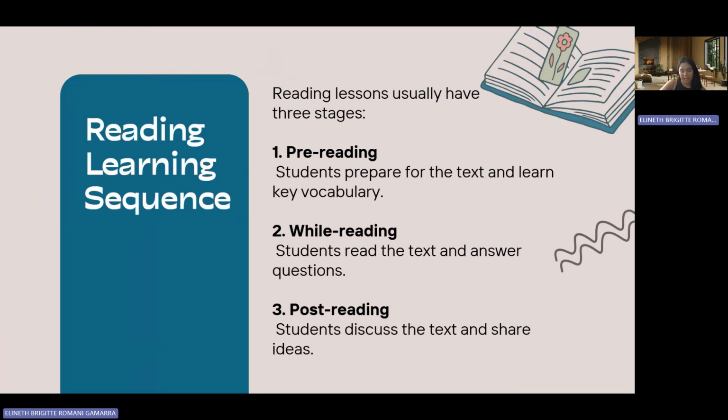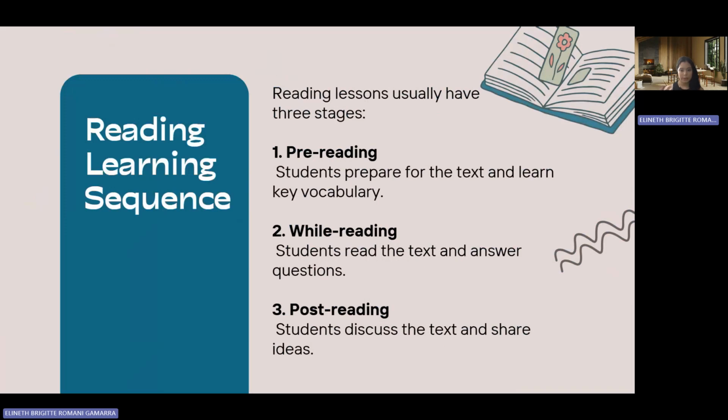Reading lesson stages. A reading lesson usually has three main stages: pre-reading, while reading, and post-reading. In the pre-reading stage, the teacher introduces the topic and prepares the students for the text. This might include discussing the topic, showing pictures, or teaching important vocabulary.